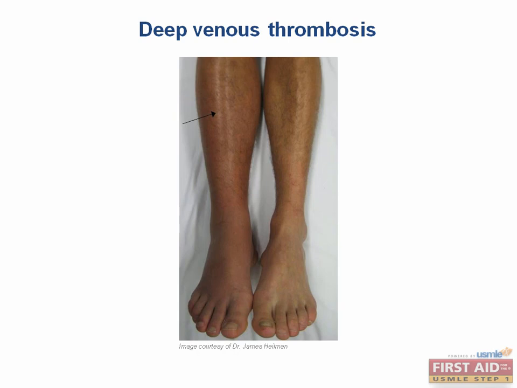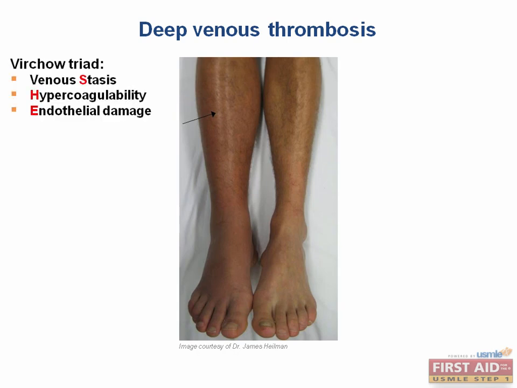Deep venous thrombosis, affectionately referred to as DVT, is very high yield because it's the primary cause of pulmonary emboli, which we'll talk about next. Here you see a picture of a DVT that is erythematous, swollen, and most likely painful. The development of a DVT most commonly occurs via Virchow's triad. Do you remember what this triad is from your hematology series? Sure you do. Patients are predisposed to the development of DVT on the basis of venous stasis, hypercoagulability, and endothelial damage. In other words, you're getting an inappropriate activation of the coagulation cascade.